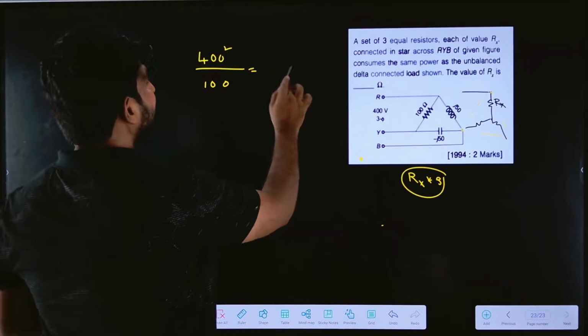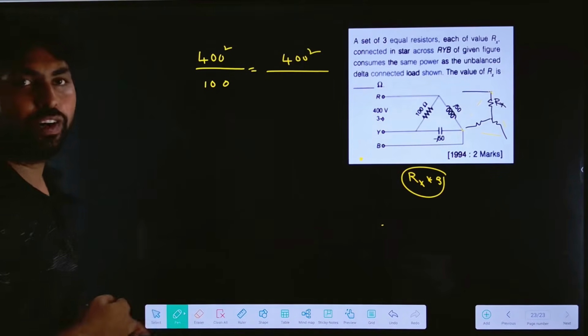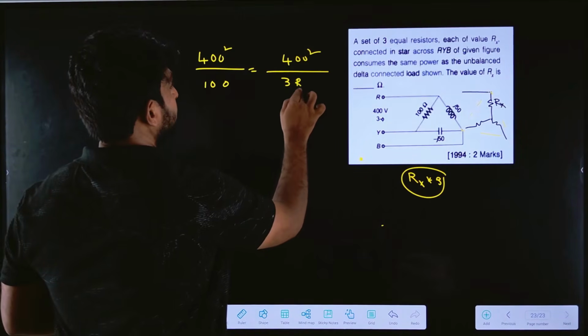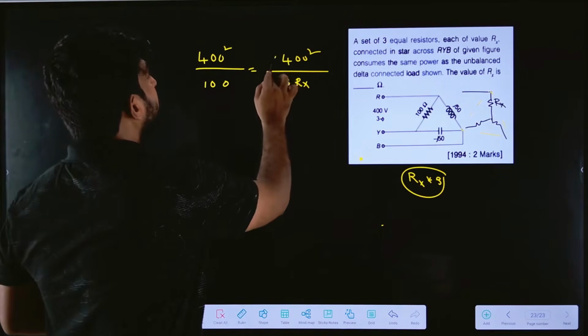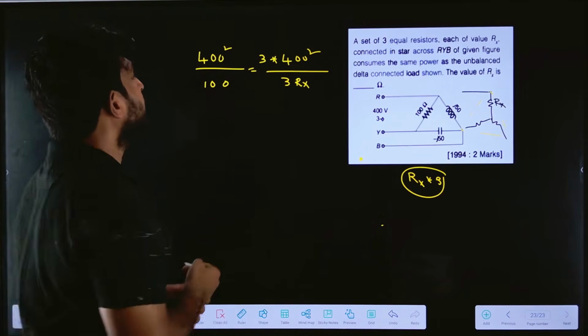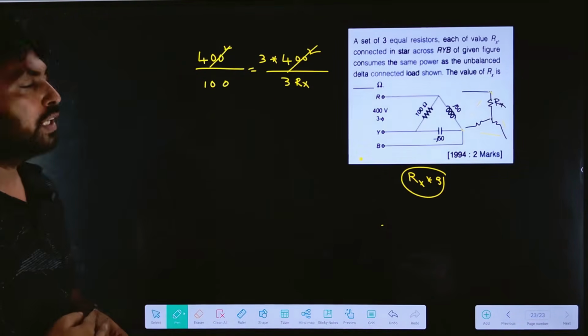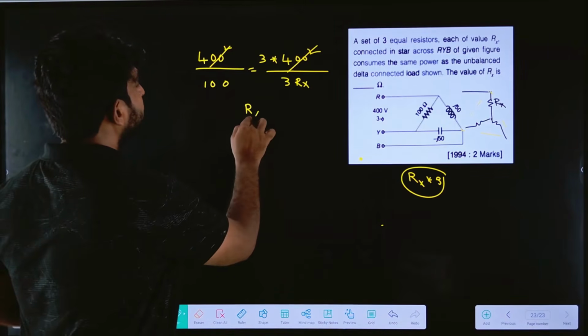So power across Rx is equal to 400 square divided by 3 into Rx. 3 into Rx. If I find the total power also, it will be into 3 into Rx. So now 400 square and 400 square will be cancelled out. So it will be Rx equal to 100.